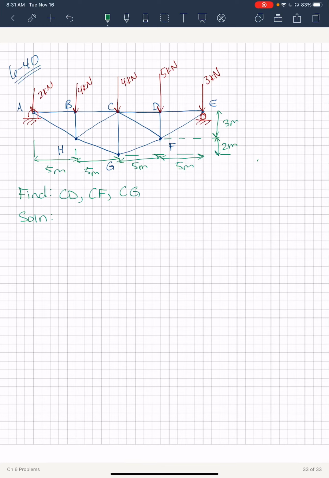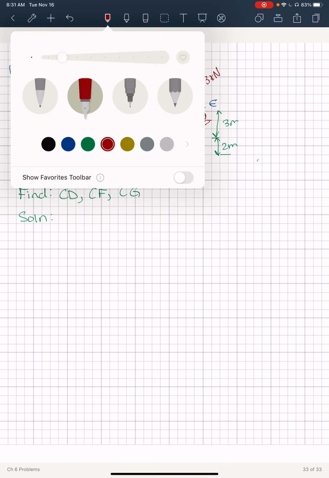This is problem 640 from your textbook. For this problem, we need to find CD, CF, and CG. So to do this, we could either just do the method of joints, or we could do method of sections and method of joints. We're going to do method of sections and then method of joints just because that's the section that we're on in the textbook.